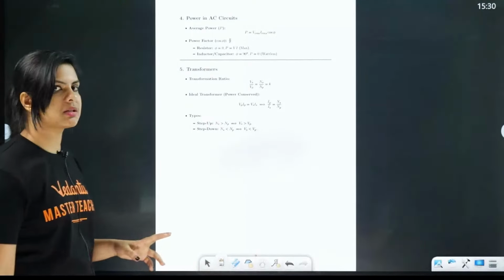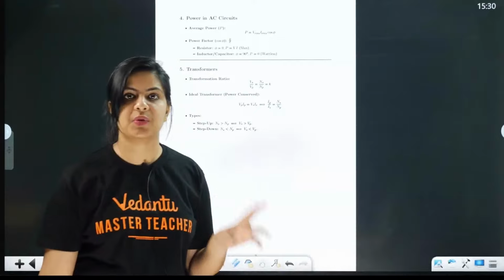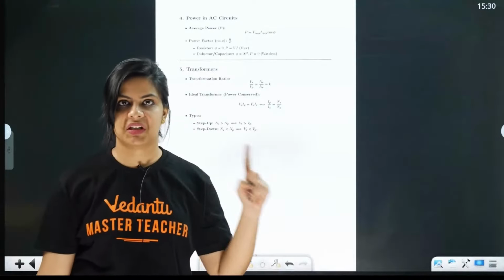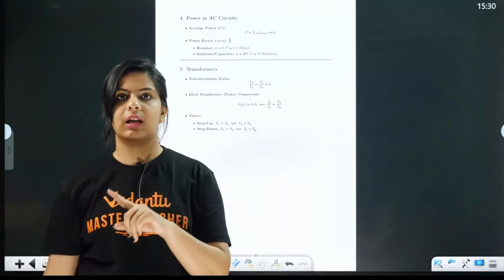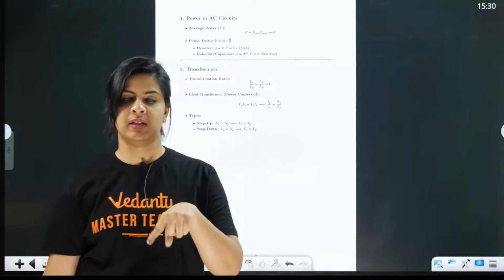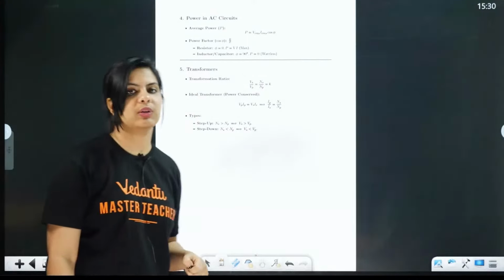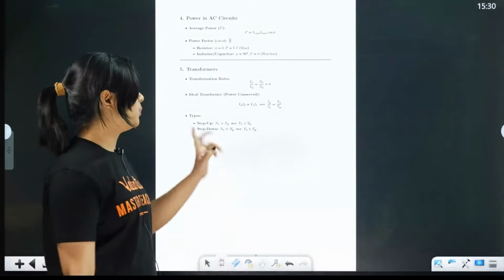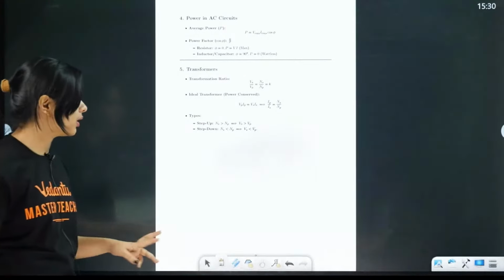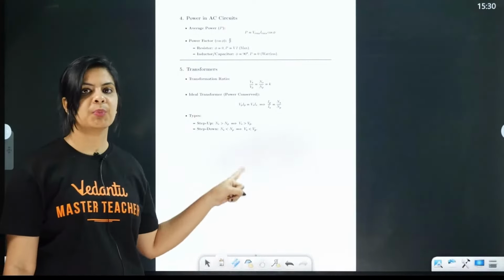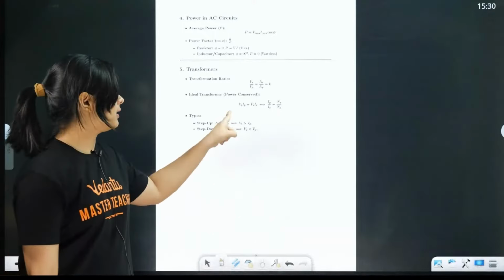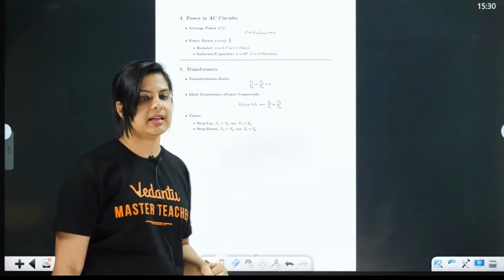Next is transformers. Transformers work under the principle of mutual induction. We give the voltage in the primary coil, and in the secondary coil an induced EMF is produced due to mutual induction. So there we have the relation Vs divided by Vp equals Ns by Np, which equals Ip by Is. That relation is important. For an ideal transformer the input power is equal to the output power, that is why Vp Ip equals Vs Is.